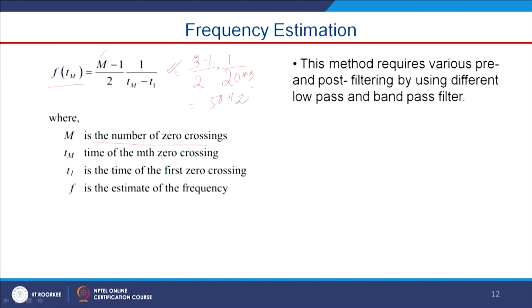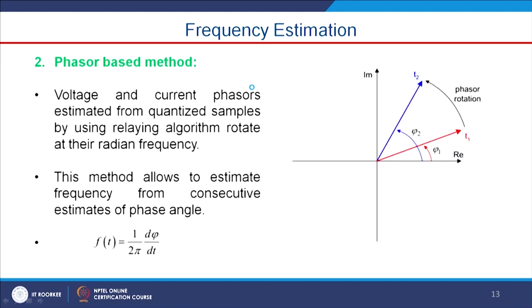So, this is how we basically calculate the frequency of a particular signal by detecting the zero crossing. Next we will go for the phasor estimation based technique. Basically, from the phasors we are going to calculate the frequency of a particular signal. If we know the phasors of the voltage or current signals, then we can always calculate the frequency.